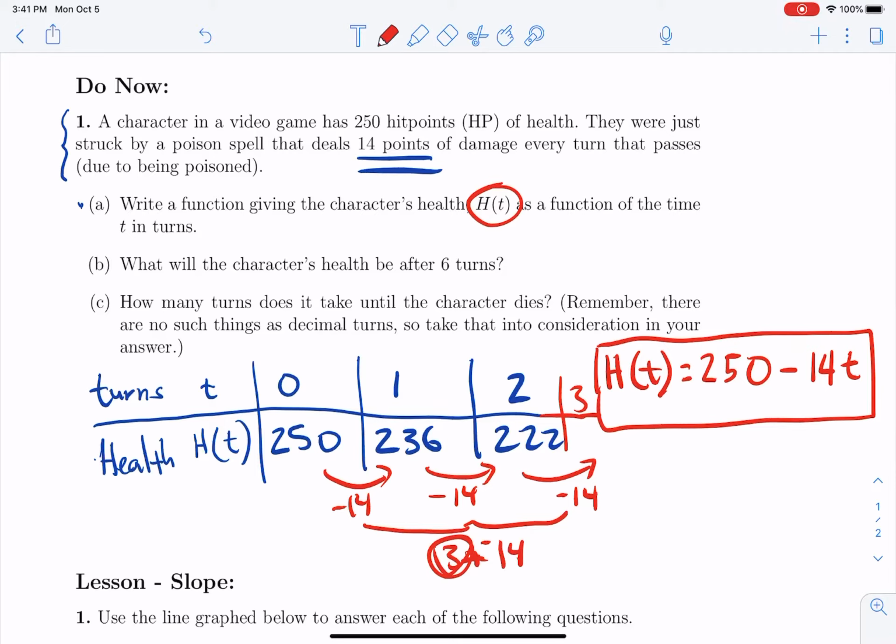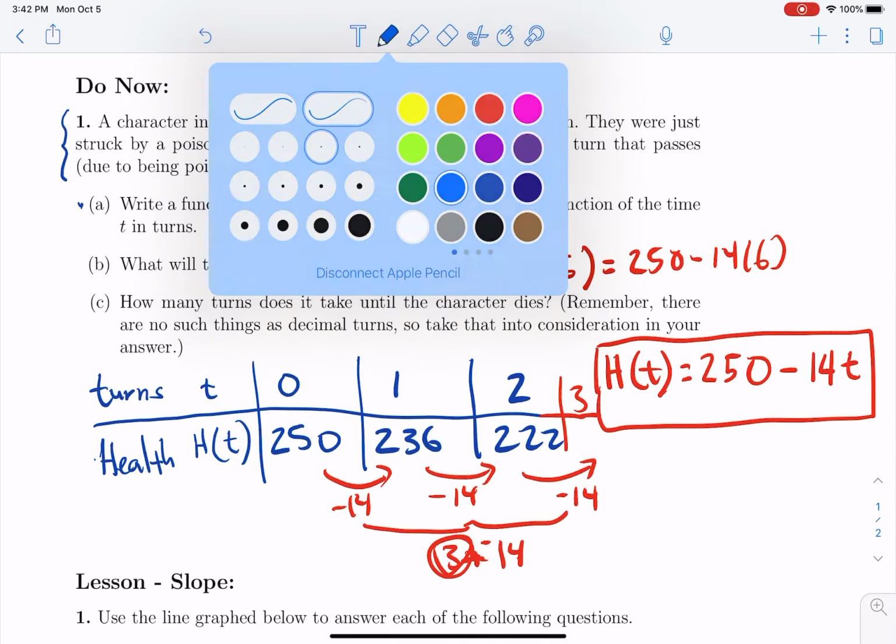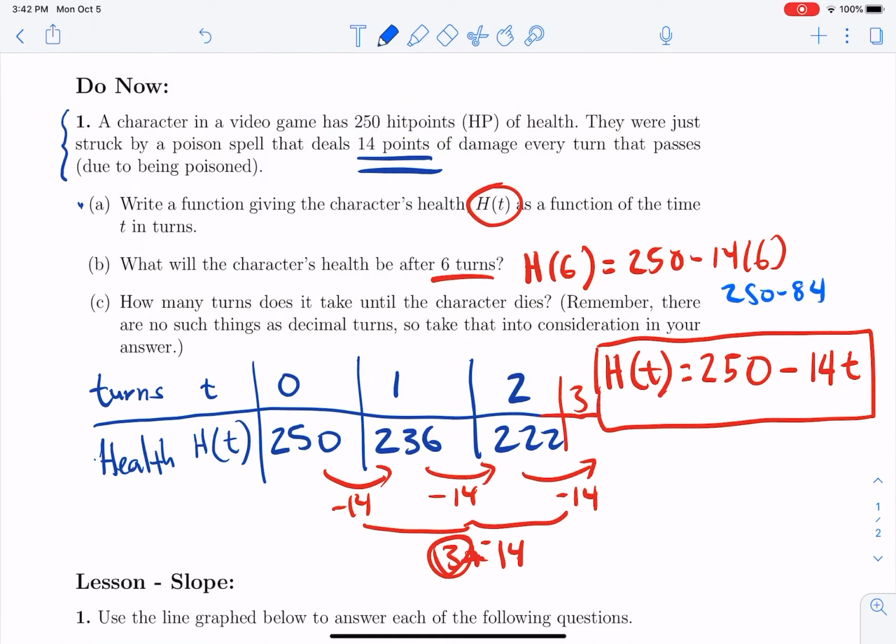What will the character's health be after 6 turns? Well, what we're really looking for here is h of 6. So h of 6 equals 250 minus 14 times 6. Now, if you need to, turn to a calculator. 14 times 6 is 84. So we would have 250 take away 84, so my health is, at that point, 166.